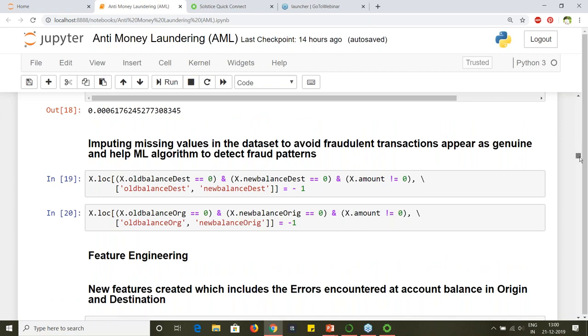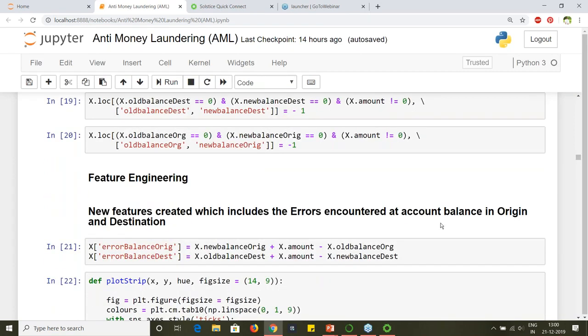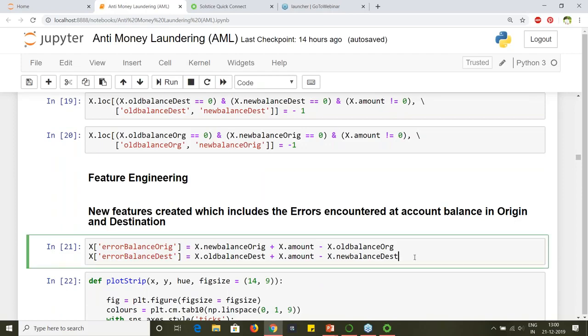Feature engineering. Yeah, I have created 2 new features which account for the error. Whenever a transaction is happening, the new balance plus amount minus old balance should be equal to 0. If it is not 0, then it is accounted for as a new feature. So error balance at origin and error balance at destination.